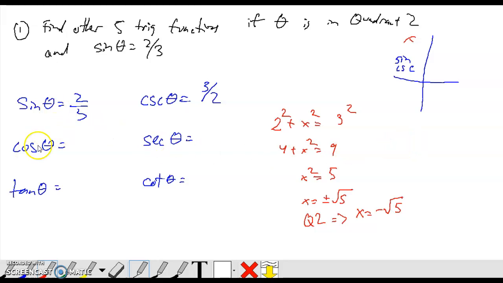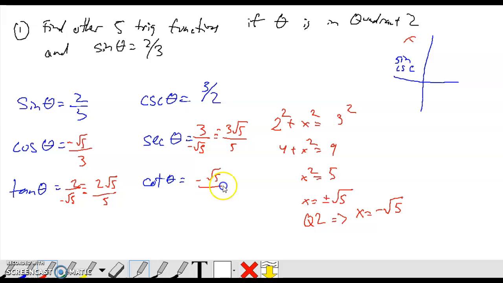So what can I predict from that? So cosine is negative root 5 over your r. Then secant will be 3 over negative root 5. Again, we're going to multiply by root 5 on the top and bottom. So this will be 3 root 5 over 5, but make it negative. Tangent. Tangent is your y over x, so 2 over negative root 5, which means this is 2 root 5 over 5. Again, make it negative. And then flip this fraction, so cotangent is negative root 5 over 2.